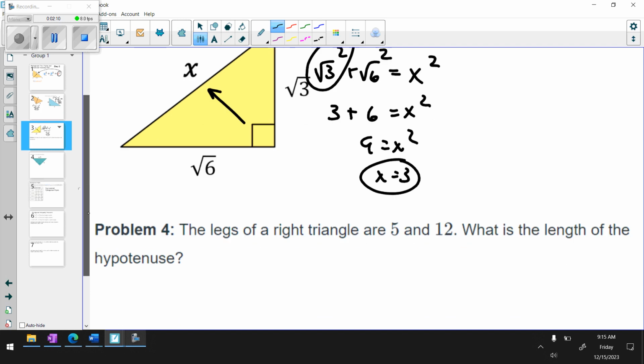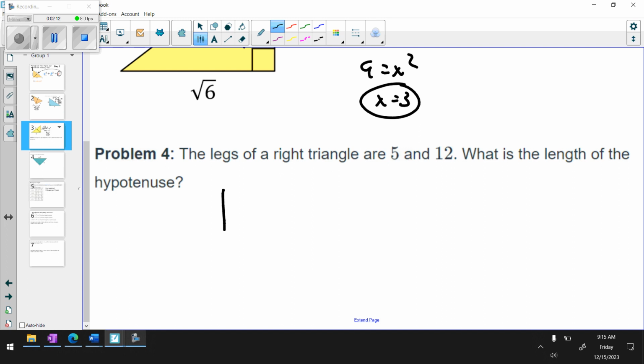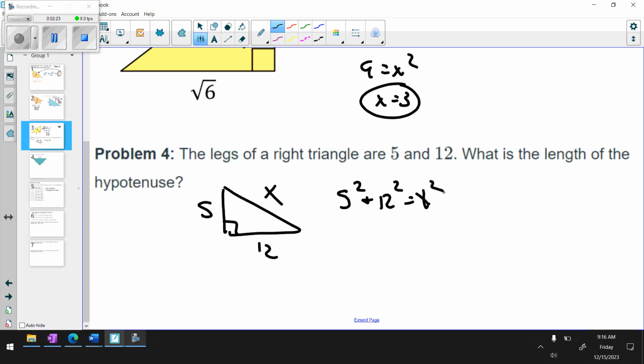All right. Here's a little word problem. 5 and 12. What is the hypotenuse? So I go 5 squared plus 12 squared equals what squared? All right. I add those up, and I get x is 13. That's actually your first look at a Pythagorean triple: 5, 12, 13.